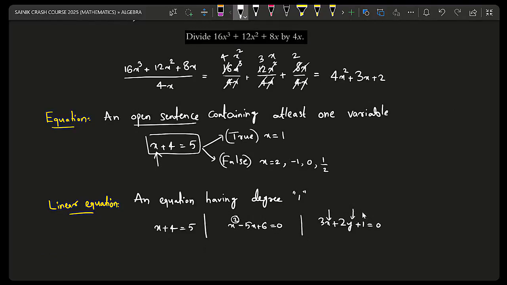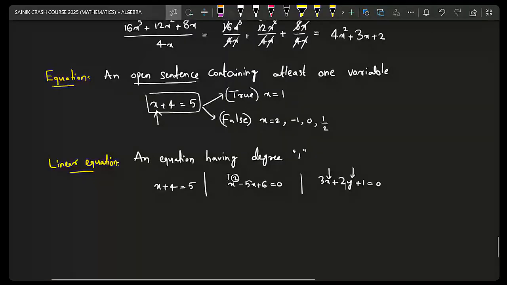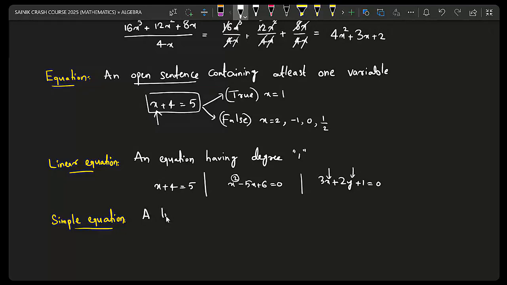One more type of equation, which is called simple equation. What is simple equation? For linear equation, there is only one condition: degree should be 1. But for simple equation, there are two conditions. That means it should be linear and it should have only one variable. So simple equation means it is a linear equation having only one variable. Only one variable should be present, then only it is called simple equation.